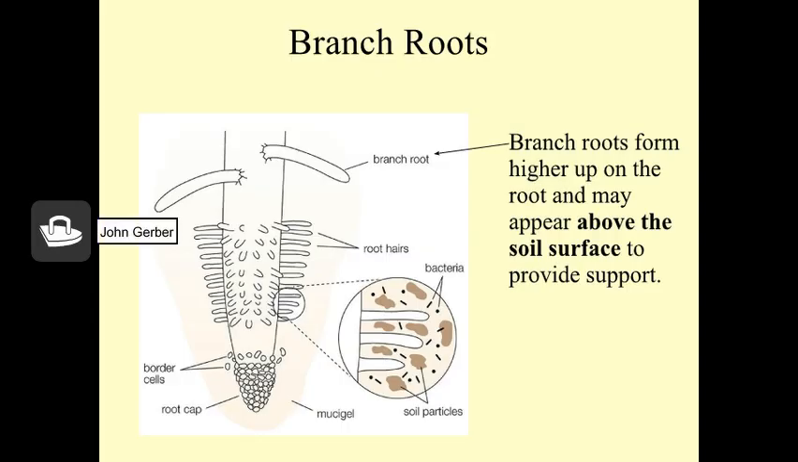Anchorage is greatly enhanced by the branch roots, which form higher up on the root than the root hairs. Root hairs are doing a lot of work down below, doing water absorption and nutrient absorption. But higher up, you can get branch roots that can actually occur above the soil surface.